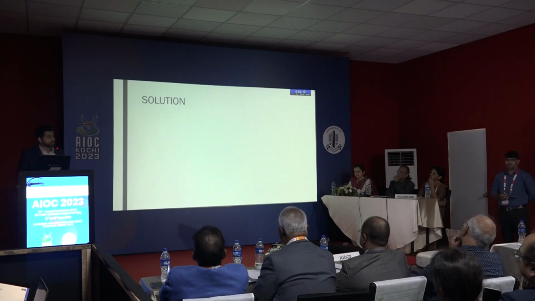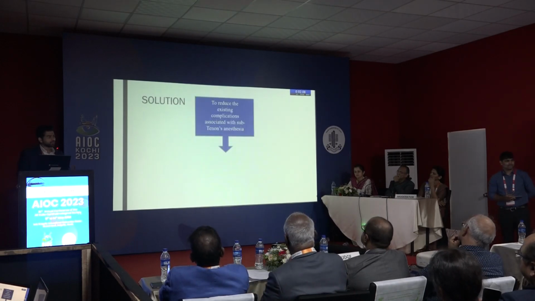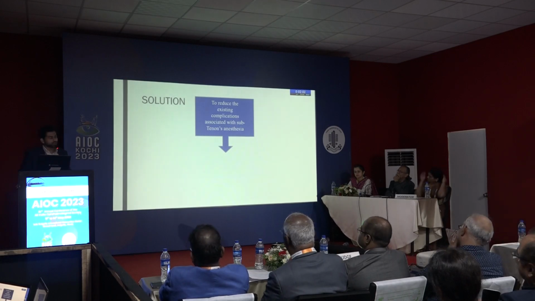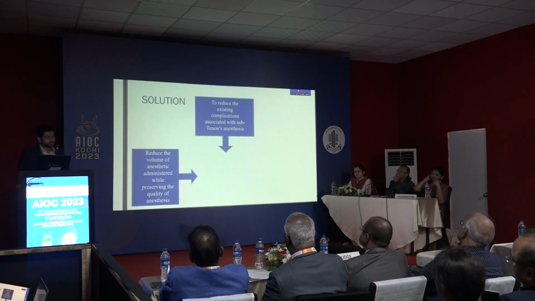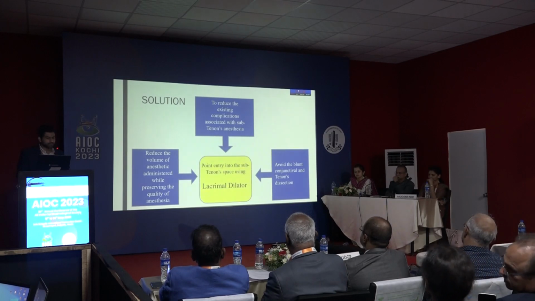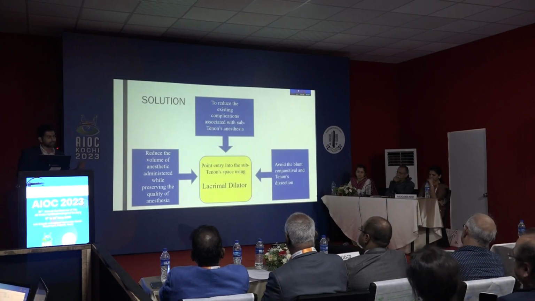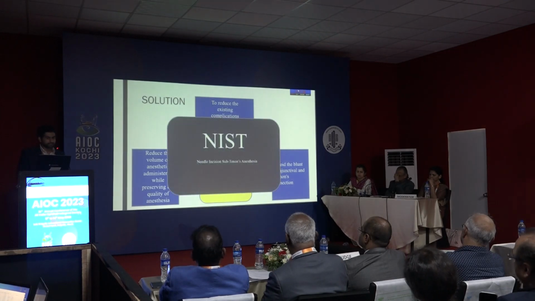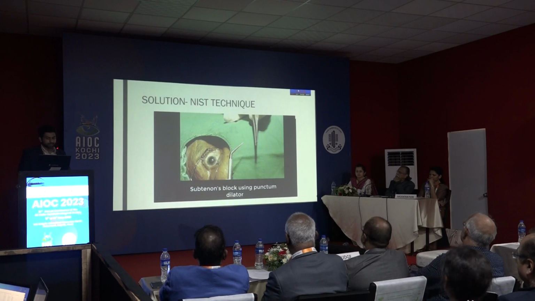So we came up with this solution. The basic problem was that the blunt dissection provided by the conjunctival scissors had to be eliminated. In order to reduce the existing complications associated with subtenon's anesthesia, reduce the volume of anesthetic agent used, and avoid blunt Tenon's dissection, we came up with an instrument, like a lacrimal dilator, which can be used to make a point entry, and we named it NIST. Here's a video demonstrating the work of it.